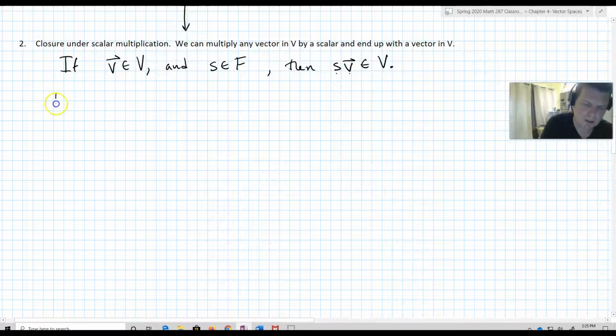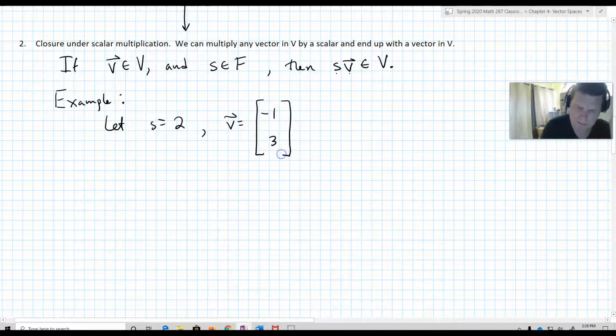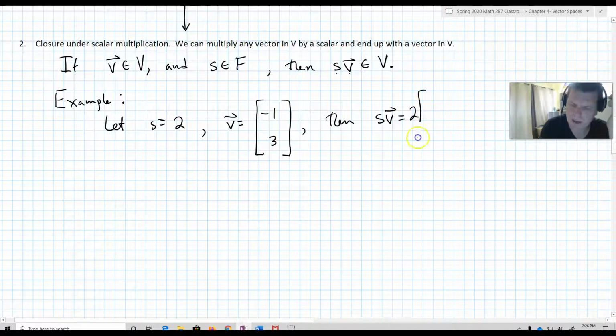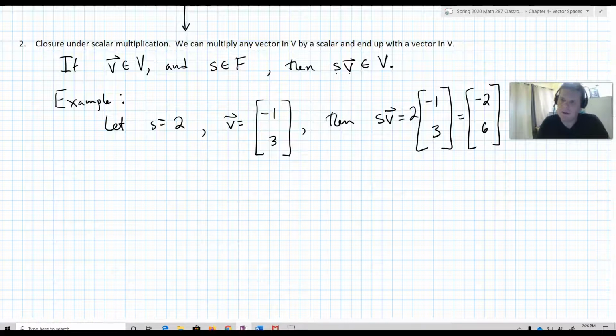So for example, I take let s equal 2 and v equal (-1, 3), all right? Then sv equals 2 times (-1, 3), okay, which equals (-2, 6). And so that is, in fact, our resulting vector.